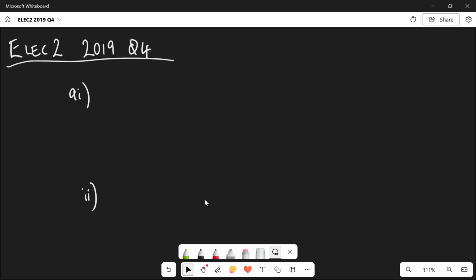ELEC2 2019 question 4. A shop owner wants a buzzer to sound every time someone opens the shop door. One way to achieve this is to drive the buzzer from a NOT gate, which is triggered by an input subsystem consisting of an RC network and a switch S1 attached to the shop door frame. Part A. The RC network uses a 120 microfarad capacitor and a 36 kilo ohm resistor. When the switch contacts close, the capacitor charges up immediately to 12 volts.